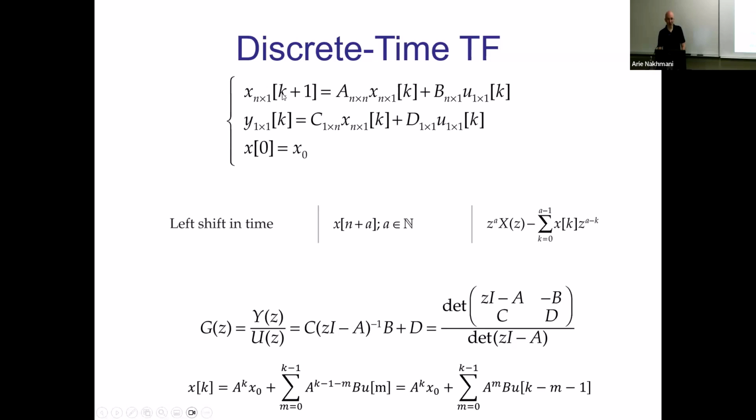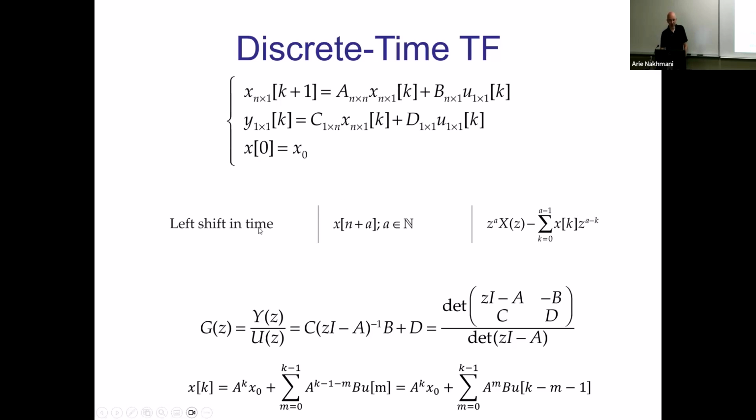And these indices are all integers, which means k equals 1, 2, 3, 4, 5, natural numbers, right? For these systems, again, this will be an n by 1 vector, this will be an n by n matrix, this matrix will be n by 1, exactly the same thing as you have in continuous time. Same thing, all right? The only difference is that your transfer function will be in z instead of s. The variable will be the z variable for discrete systems.